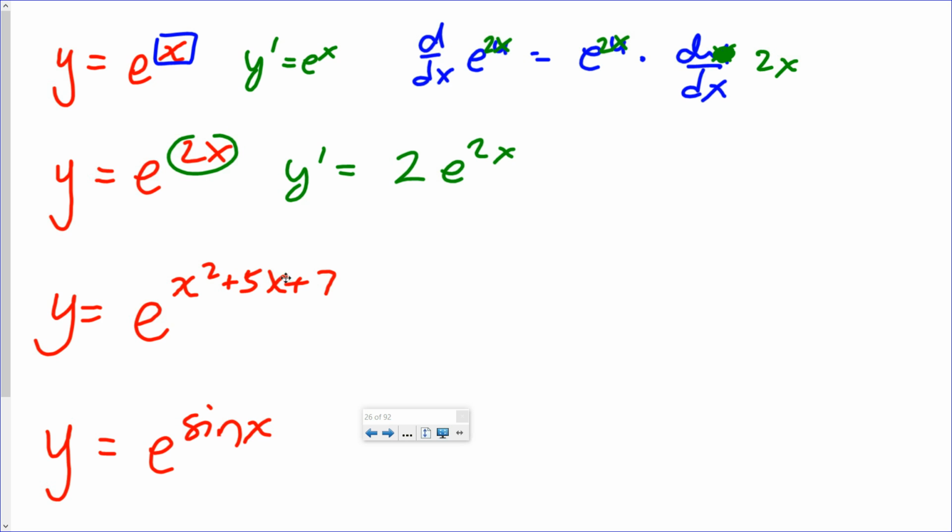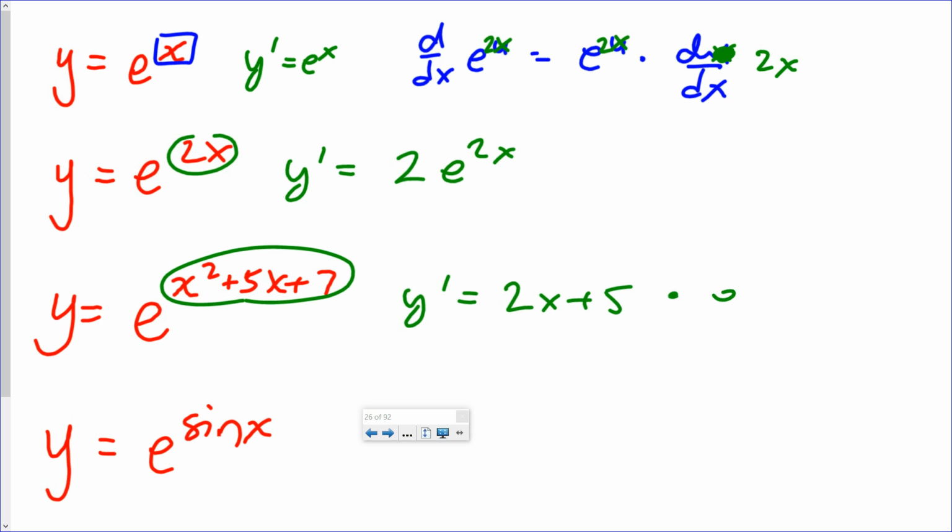Okay, so what's the derivative of this going to be? Y prime. What's the derivative of u? 2x plus 5 times what? E to the x squared plus 5x plus 7. And this should be in parentheses because this is the entire du/dx. E to the u times du/dx. Does everybody see how easy that is?